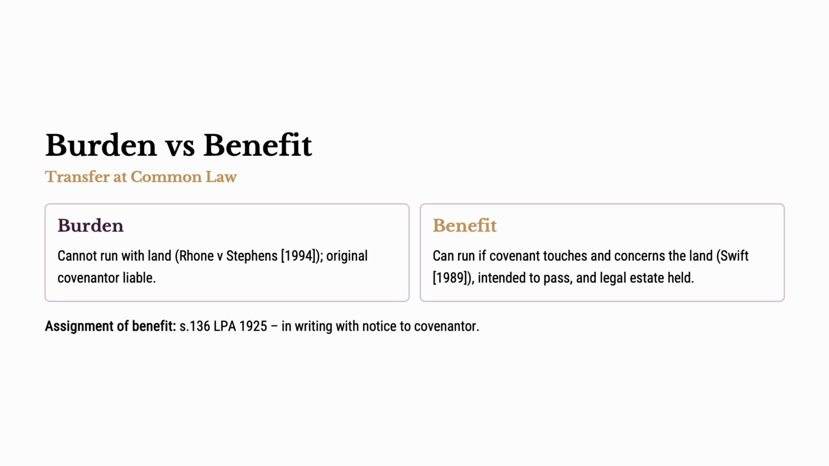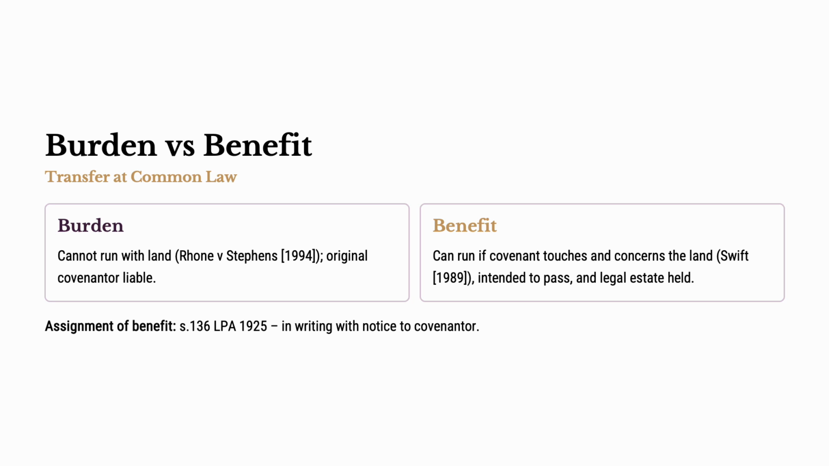This rule creates an obvious problem in land. The original covenanter may be impossible to locate, may have no assets, or may have died. Enforcing against someone who no longer owns or controls the land is often impractical. The benefit of a covenant, however, can run at common law if these requirements are satisfied.